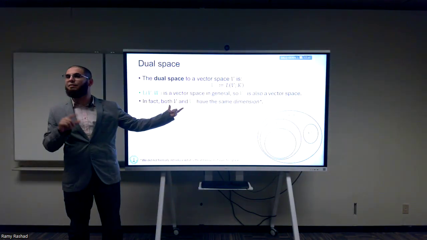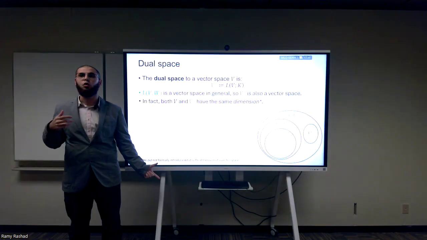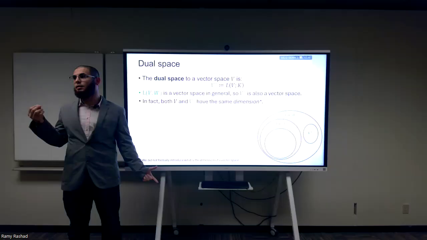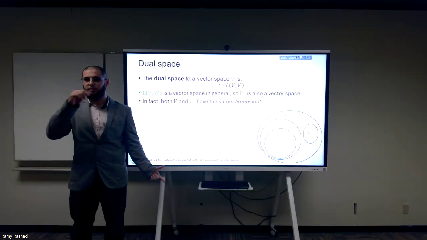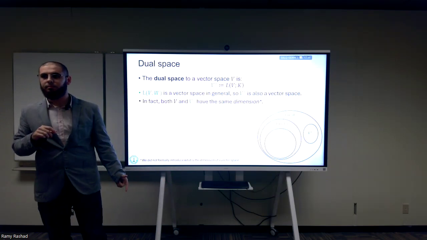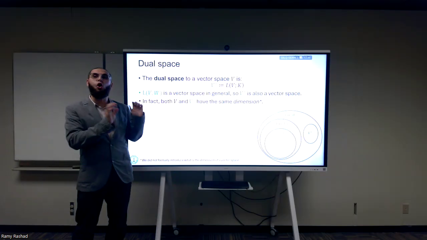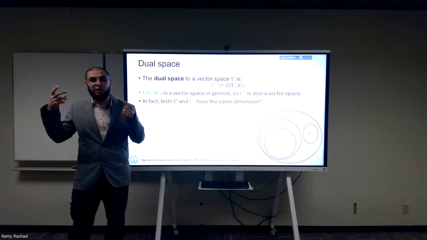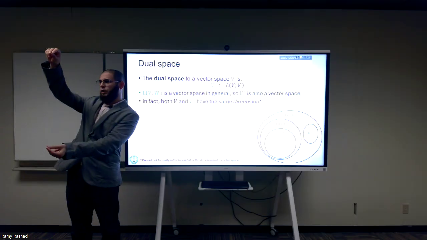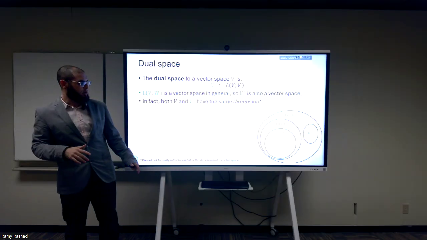Both V and V star have the same dimension. And this doesn't make sense at all right now because we never discussed what the dimension of a vector space is. But intuitively, you know what it is. If I give you n-tuples, you know it has dimension n. That's what it means. It's different from the cardinality. And this is the picture.